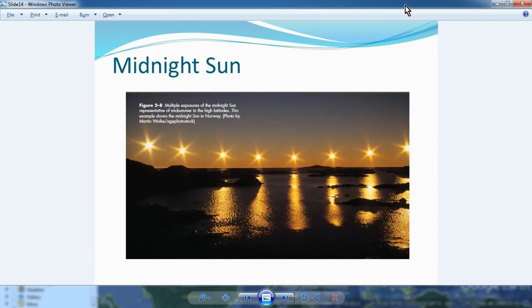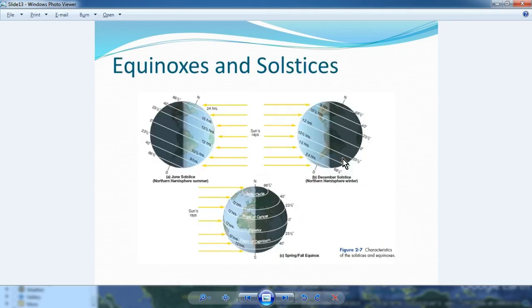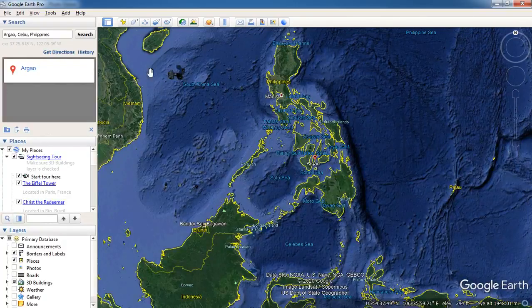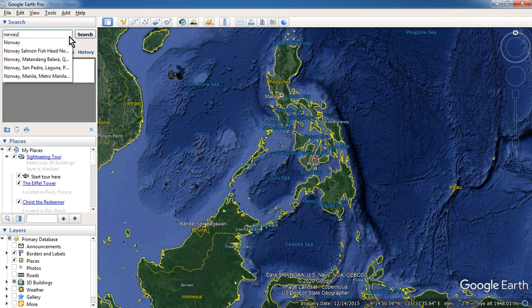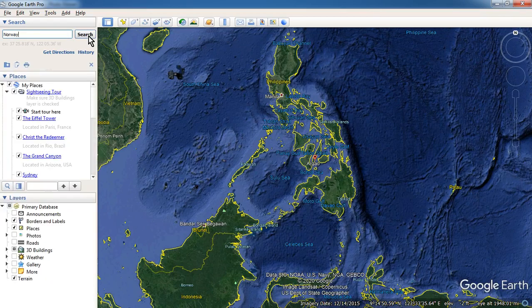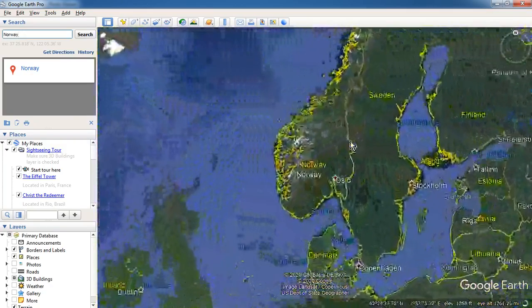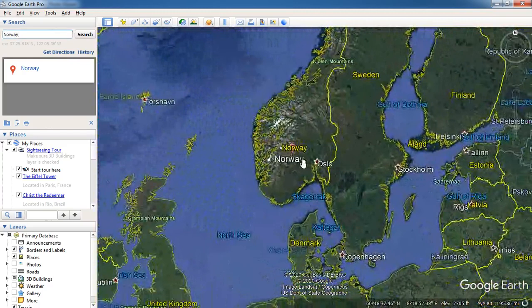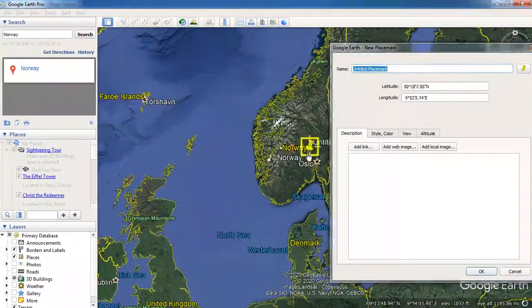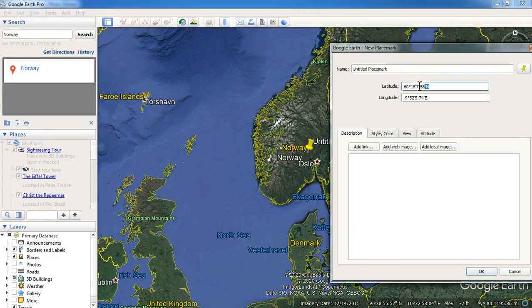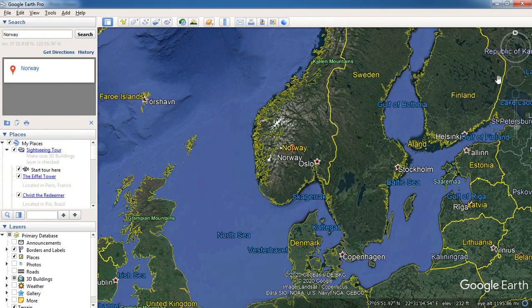This is the midnight sun. I mentioned this when you go to the North Pole area. Okay, the location of Norway is about here. Let's look at the latitude of Norway. Let's find Norway. Here is Norway, and here is Oslo. Oslo is about 60 degrees north. You can see its latitude.